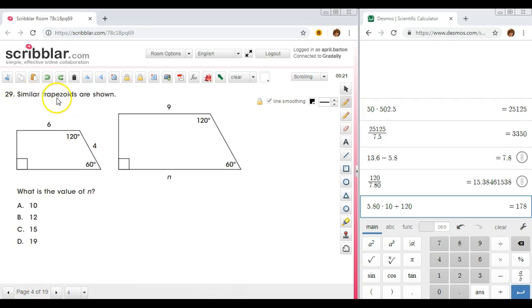Question 29, similar trapezoids are shown. What is the value of n? So normally with similar trapezoids, they would give you corresponding parts. They give you a 6 and 9 that corresponds. Those are both the top of the trapezoid. But the part we want, n, has no corresponding part on the smaller trapezoid. They did give us the 4 so we could find this line, but the fact that they didn't give us the bottom makes this a much more difficult problem.